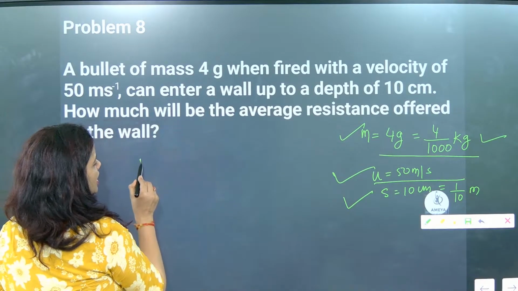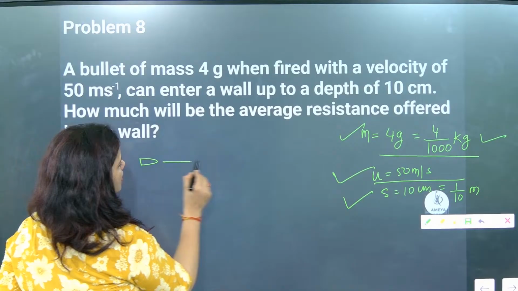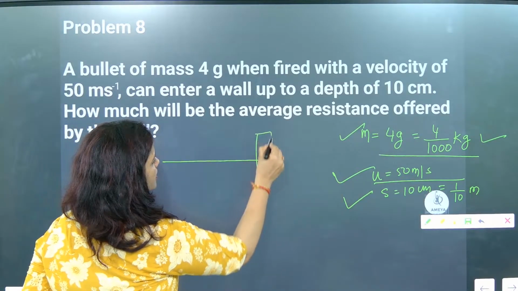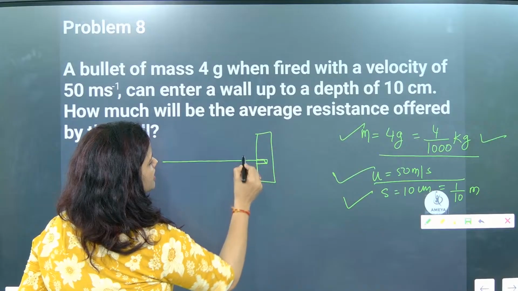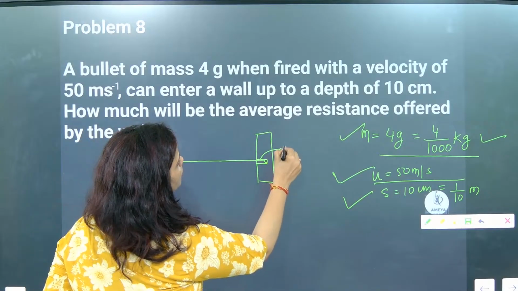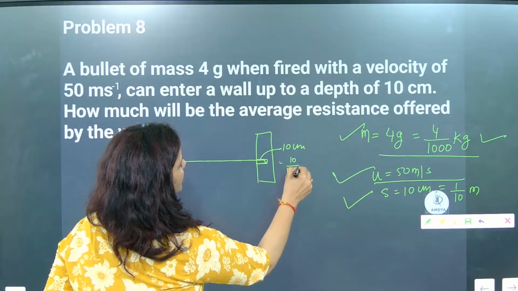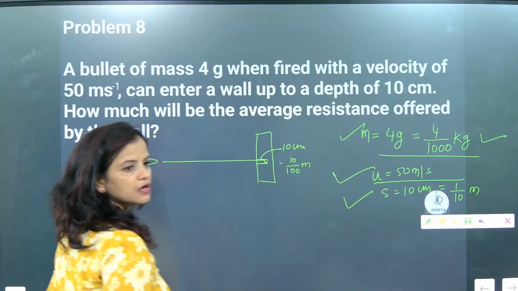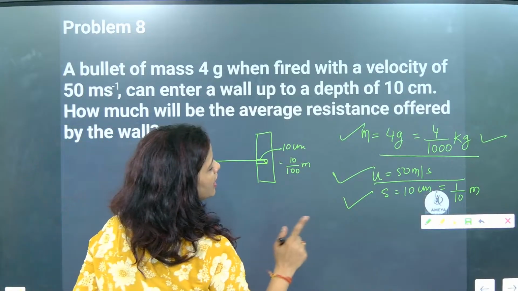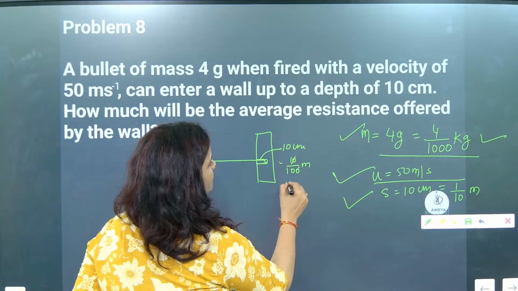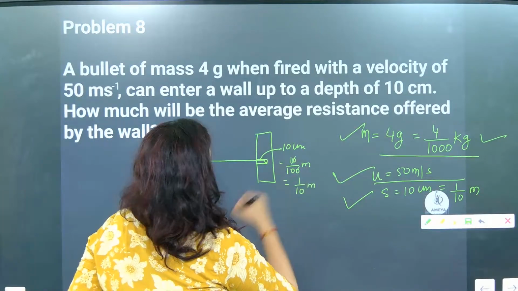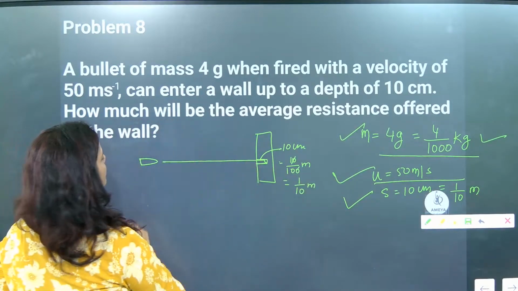Okay, see, the bullet is fired and this wall is there. Inside the wall, it goes exactly to a depth of 10 centimeter. That is 10 by 100 meter. Got it? So that is 10 by 100 meter, so that is 1 by 10 meter. Got it? Now here, what is the final velocity?